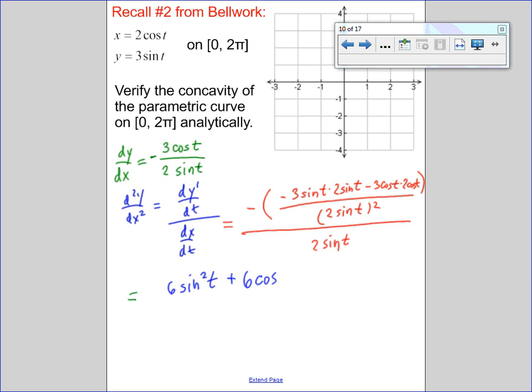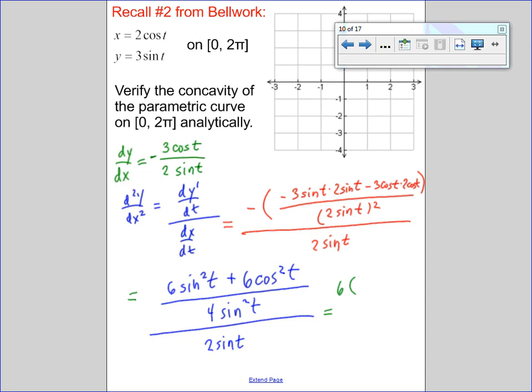Oh, that's music to my ears. Why am I getting excited about that? Because I'm recognizing that sine squared plus cosine squared is going to reduce nicely. All over 4 sine squared t. That in turn is all over 2 sine t. All right, on top, factorization of a 6 leaves me with sine squared t plus cosine squared t.